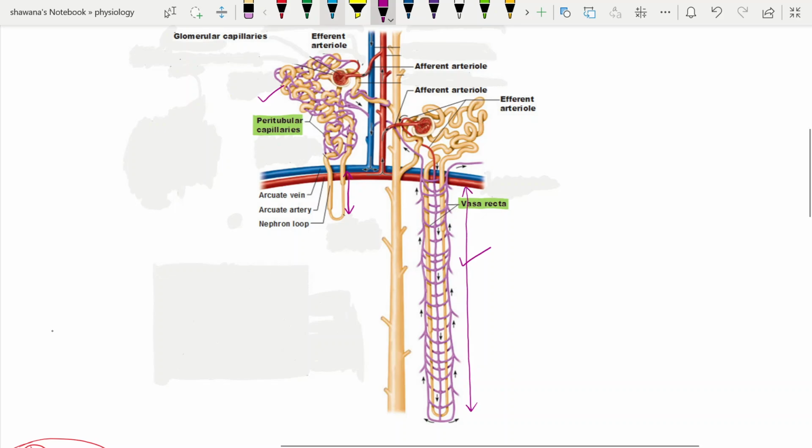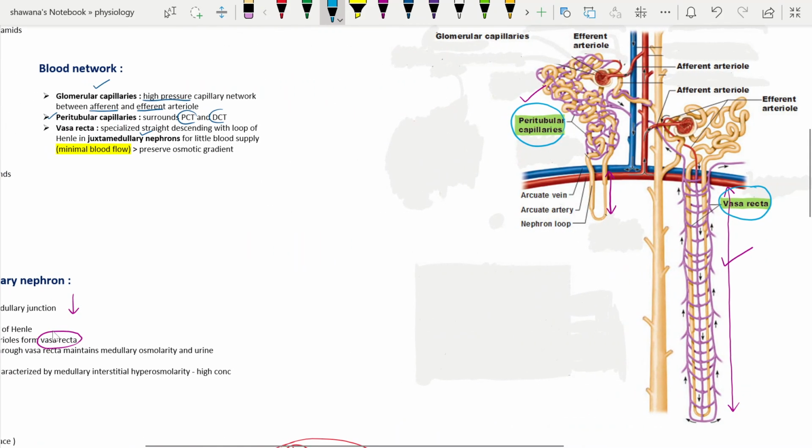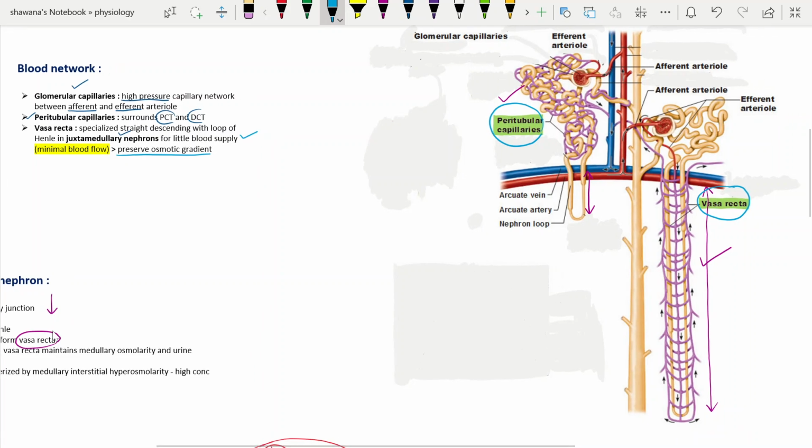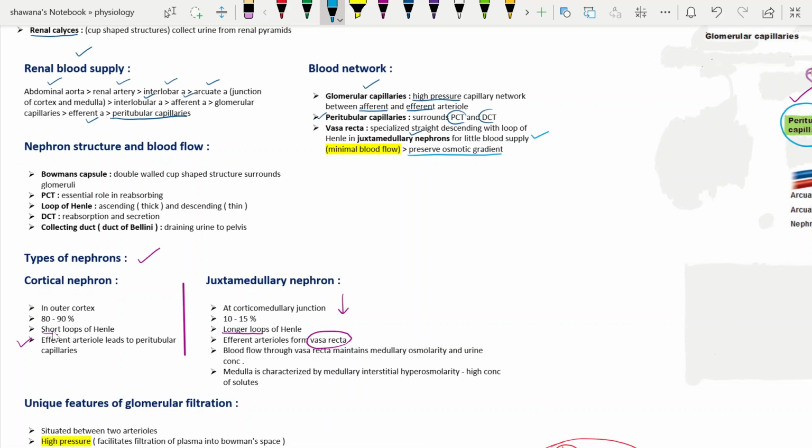In this, the efferent arterioles form the peritubular capillaries, and in this structure, the efferent arteriole forms the vasa recta. And what is the importance of vasa recta? Vasa recta has a little blood supply for preserving the osmotic gradient, and it assists in the reabsorption process. Okay, and in the formation of urine, they are very important.